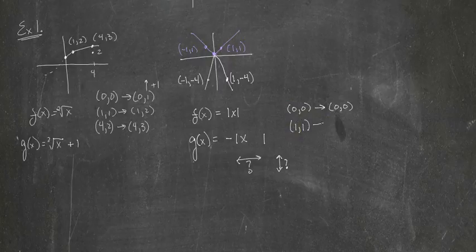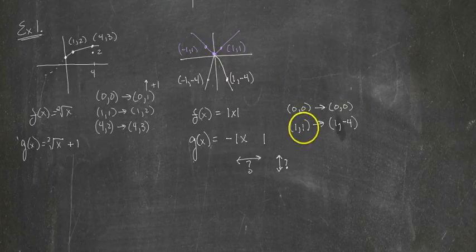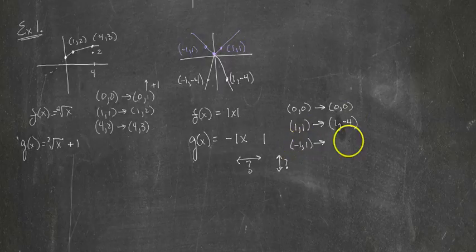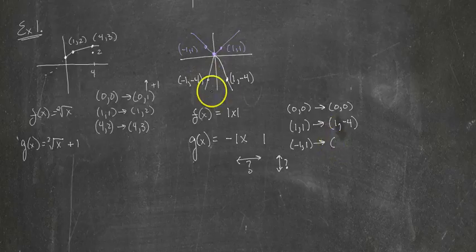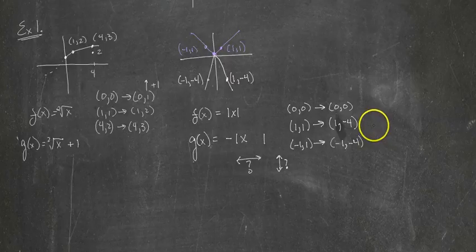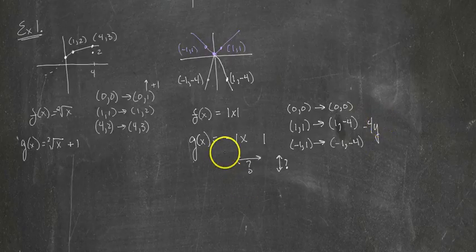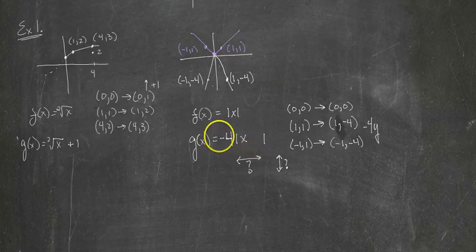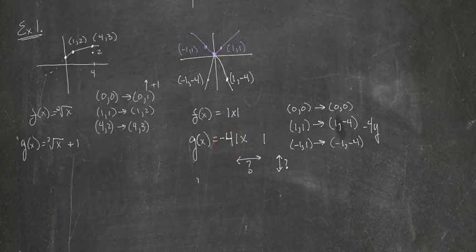1, 1 went from 1, 1 to keeping the input of 1, but changing to -4. So I changed the y value, the output. So -1, 1 migrated to -1, which stayed the same, and -4. So we can tell by quick inspection that all we did was multiply the y value by -4. So we just multiplied the output. So that means that our function is actually: take the initial function, multiply the outputs by -4, and you get g of x equals -4 absolute value of x.